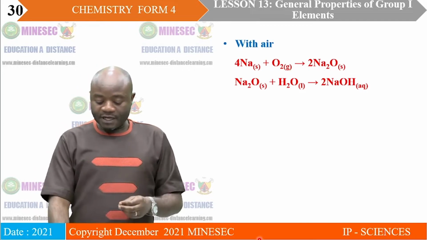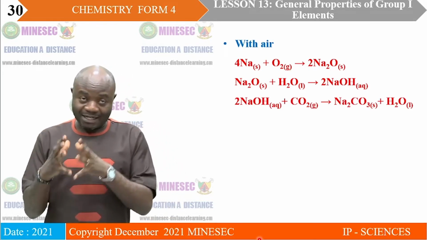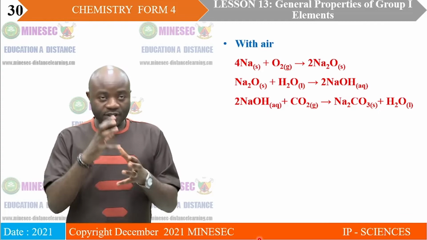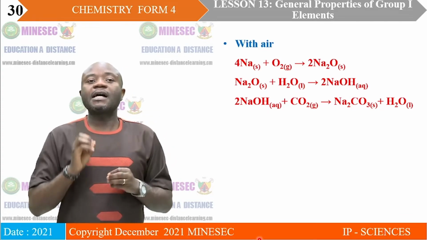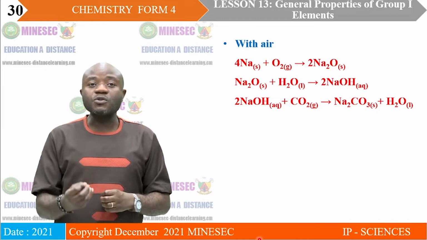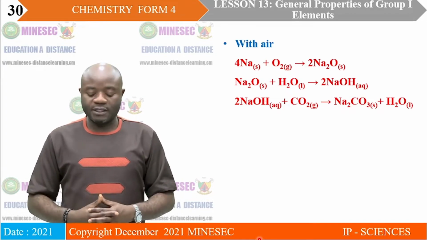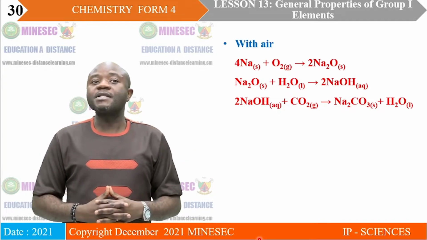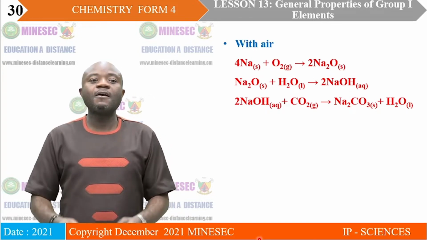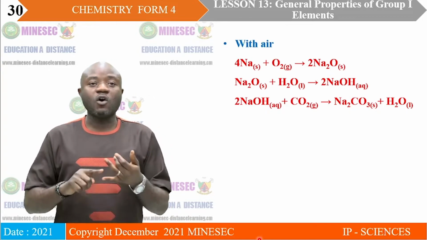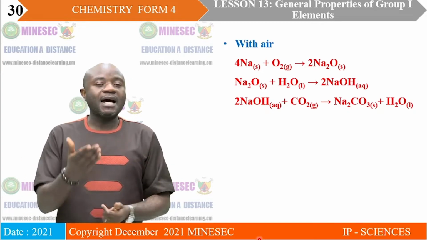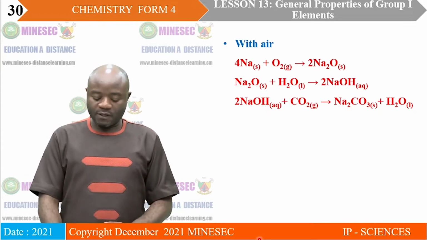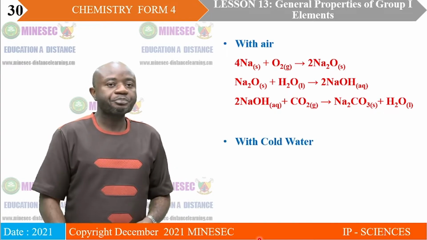And then, given that we have carbon dioxide, which is an acidic gas, in air, this sodium hydroxide also reacts with the carbon dioxide to form sodium carbonate and water. So group 1 elements actually tarnish in air, forming a succession of their oxides, their hydroxides, and their carbonates. And it's for this reason that we store them in paraffin oil.